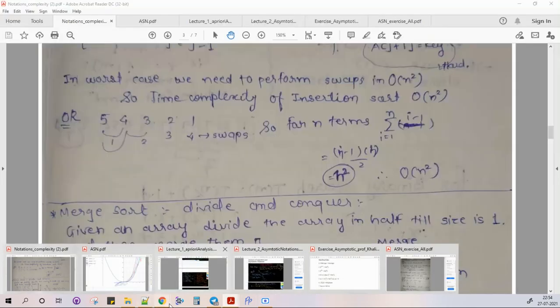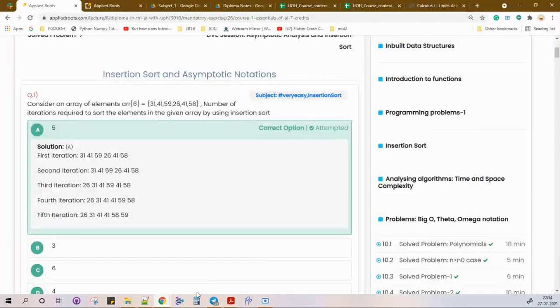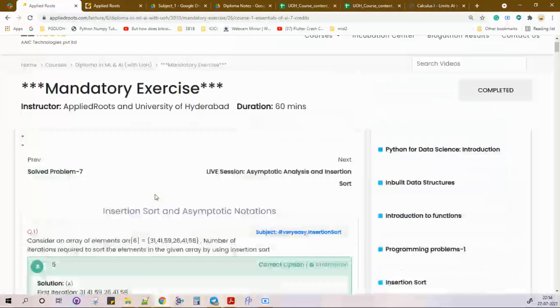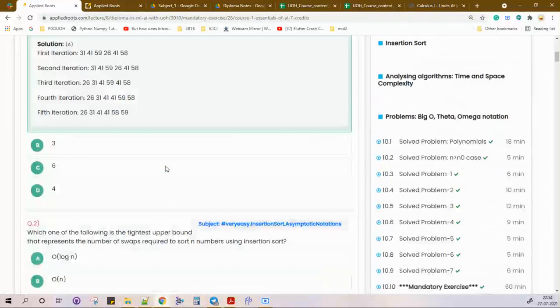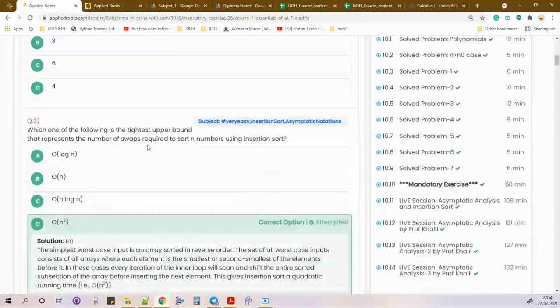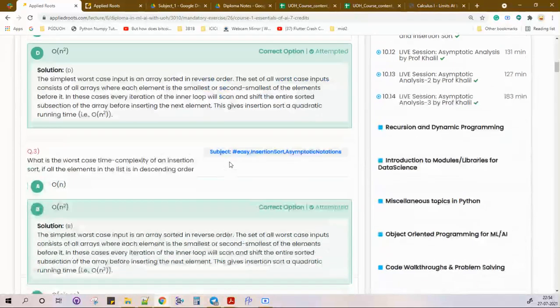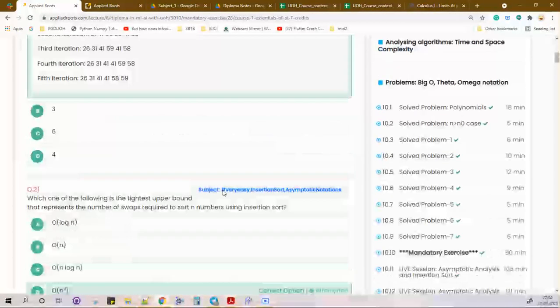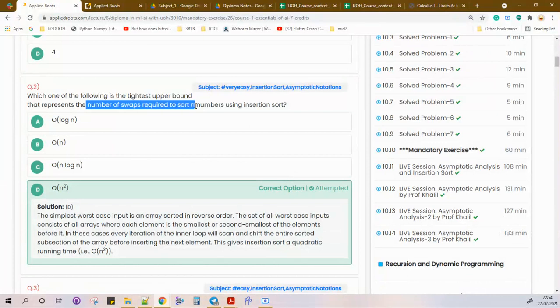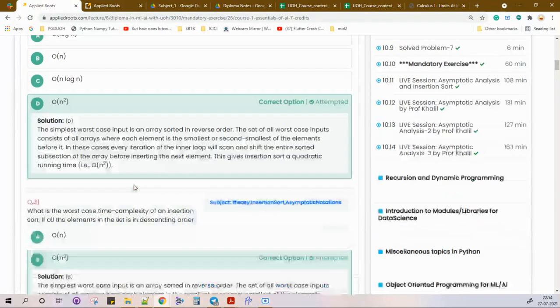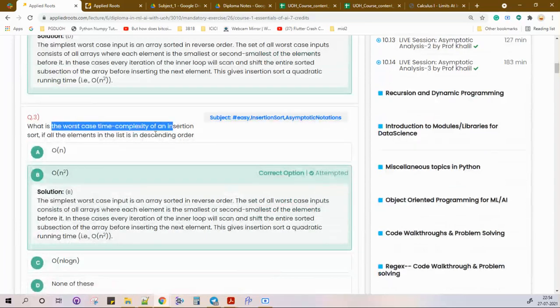Okay. Next question. Where are we? Which question was it, the worst and best time complexity? Yes. What is the tightest upper bound representing the number of steps required to sort n numbers using insertion sort? It is order of n square. We just saw that, right? What is the worst case time complexity?